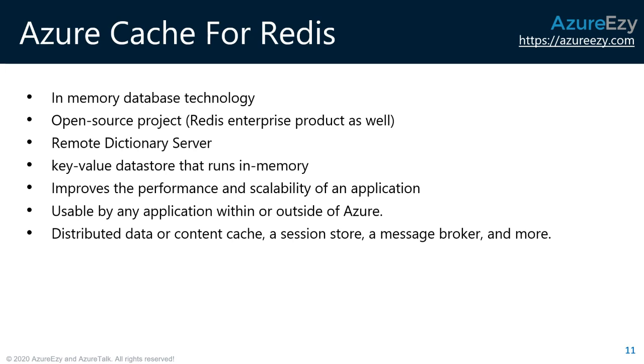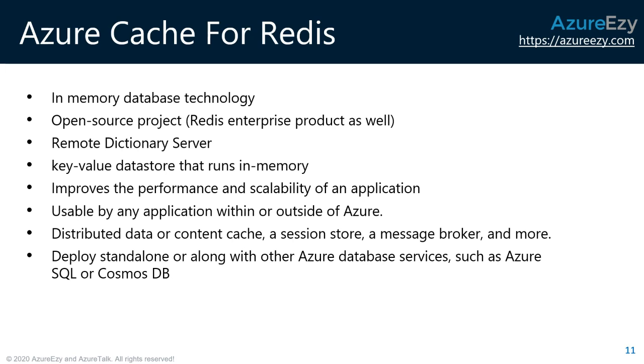Now, how do we deploy that? For deployment, Azure Cache for Redis can be deployed as a standalone service. The alternative is to deploy it along with some other service, like Azure Database Services, like your Azure SQL, or you can deploy it along with your Azure Cosmos DB as well.